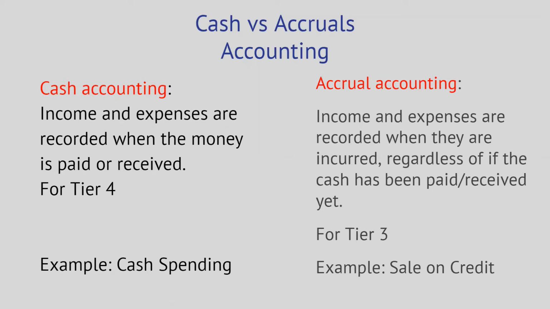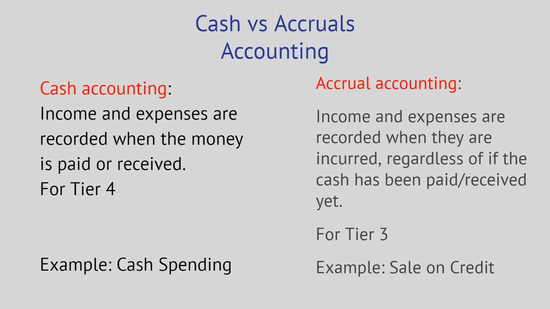An example of cash accounting is, let's say today you went into a shop and decided to buy a laptop for $1,000 in cash. That's considered cash accounting. The next one is accrual accounting. It is basically income and expenses are recorded when they are incurred, regardless of whether the cash has been paid or received yet. This accounting treatment is basically for Tier 3.